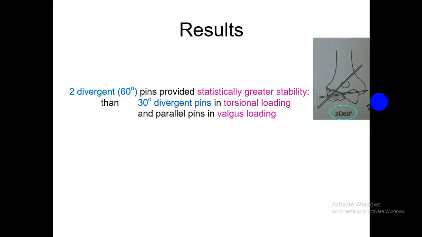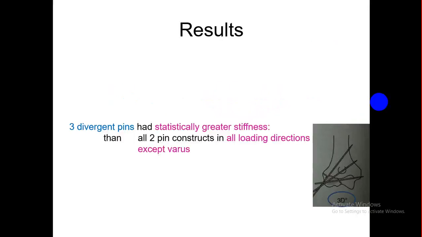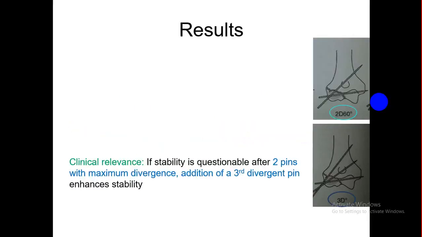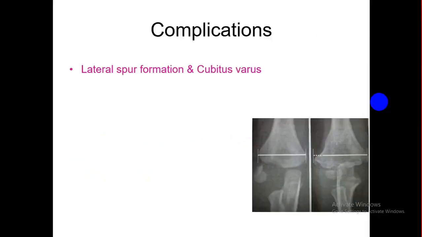The two divergent 60-degree pins provided statistically greater stability than the 30 in torsional loading, and the parallel ones in valgus loading. The three divergent pins had statistically greater stiffness than all two-pin constructs in all loading directions except varus. The clinical relevance is that if stability is questionable after two pins inserted at 60 degrees with maximum divergence, addition of a third divergent pin enhances stability.